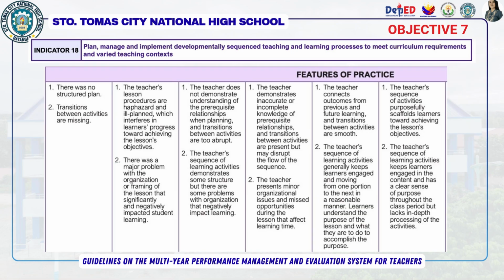The features of practice for Objective 7 define how effectively you structure your lesson to ensure developmental flow. Proficient practice, level 5: the teacher connects outcomes from previous and future learning and ensures smooth transitions between activities. High standard, level 6: the sequence of activities purposefully scaffolds learners towards achieving objectives and keeps them engaged with a clear sense of purpose from start to finish. The goal is a structured lesson that logically constructs student understanding.